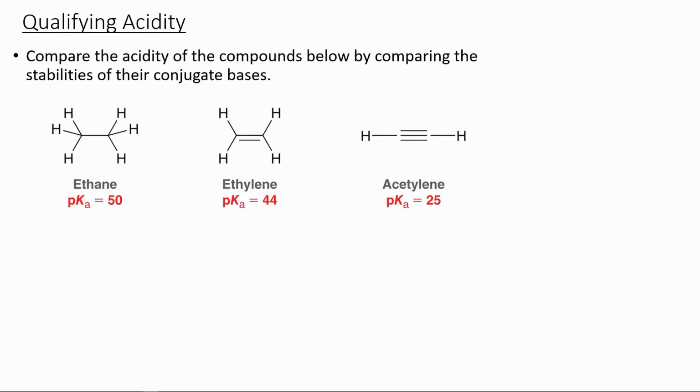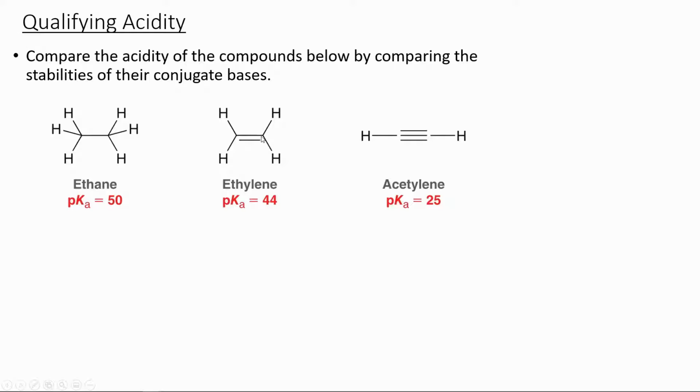If we look at the pKa of these carbon-hydrogen bonds, these are actually some of the weakest acids here. Ethane, the carbon-hydrogen bond itself is very strong. It's very stable. It's very difficult to break a simple carbon-hydrogen bond. We're going to have a pKa of 50. This is an sp3 carbon-hydrogen bond with a pKa of 50.